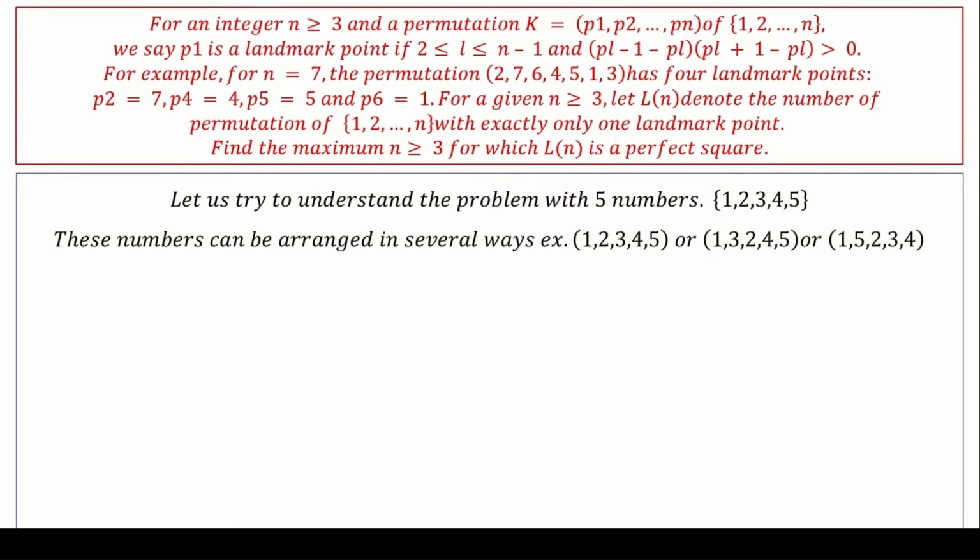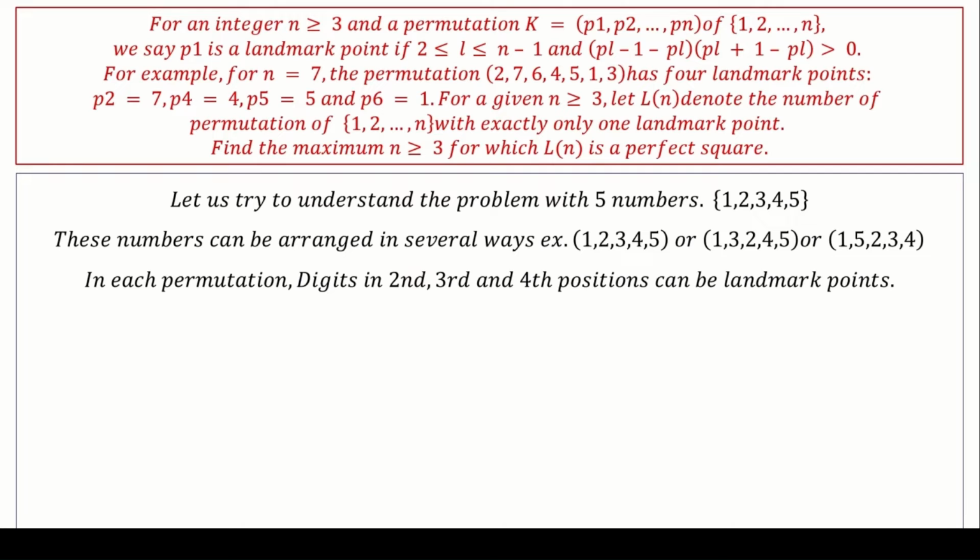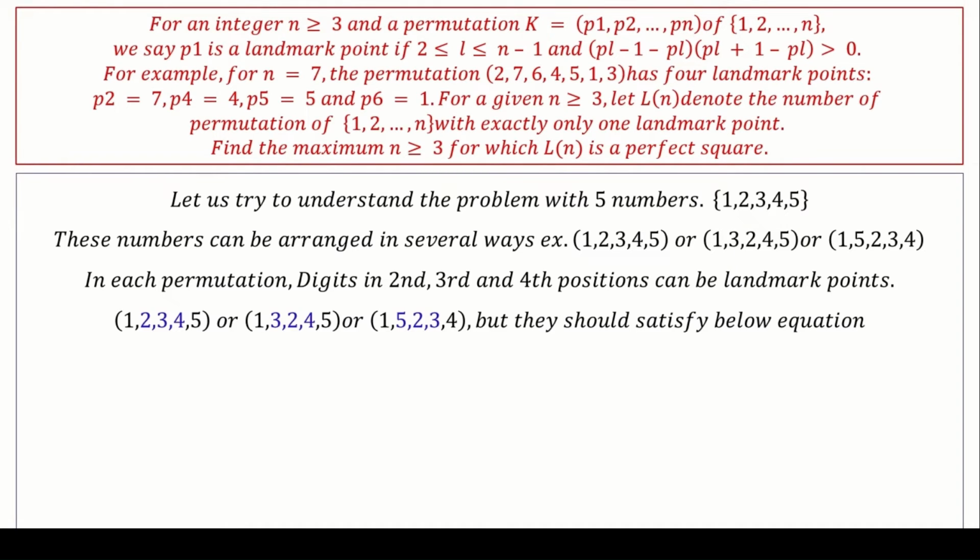1, 2, 3, 4, 5; 1, 3, 2, 4, 5; 1, 5, 2, 3, 4. Now in each permutation, the digits in the second, third, and fourth positions can be landmark points. 1 and 5 are not landmark points because they don't have two neighboring numbers, first and last basically. Now, here 2, 3, 4 are eligible, but 2 minus 1 is negative and 2 minus 3 is negative, so both are the same sign. So 2, 3, 4 are landmark points only if they are not in increasing order.